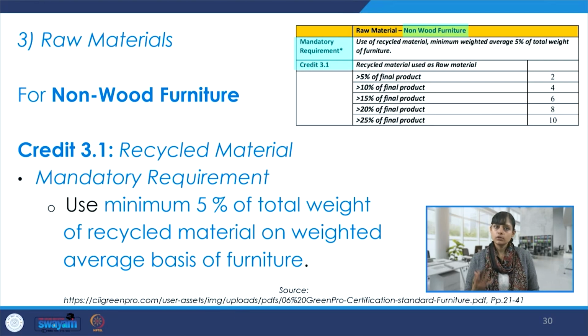So again, for the raw materials and for the non-wood furniture, talking about credit 3.1 still, which is recycled materials, there is a mandatory requirement. Use minimum 5% of total weight of recycled material on weighted average basis of furniture. So there is a standard practice and there is a reference, and we try to achieve that.